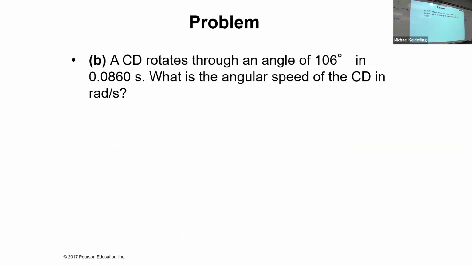Here we have a CD, rotates through an angle of 106 degrees in 0.860 seconds. What's the angular speed of the CD in radians per second? So just for values, we know theta is 106 degrees. We know the time is 0.860 seconds, and we're looking for omega. And apparently I messed up the image. Trying to do stuff quick.